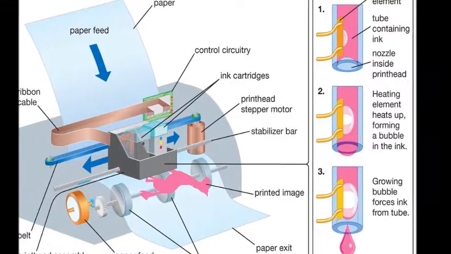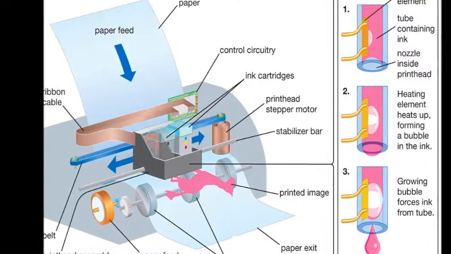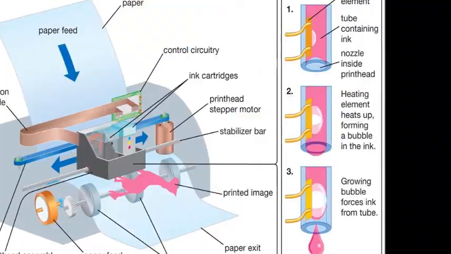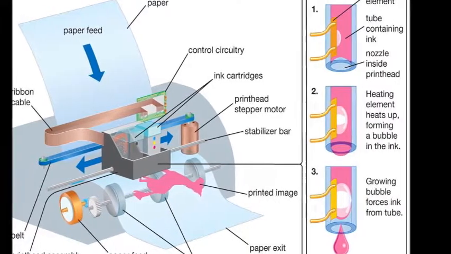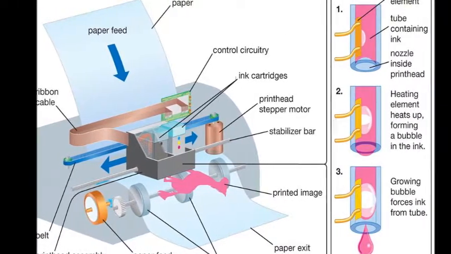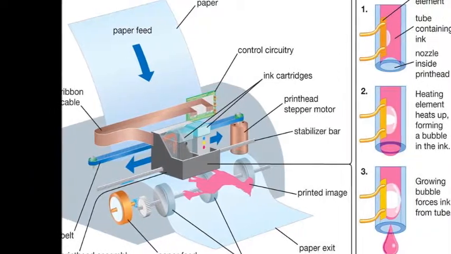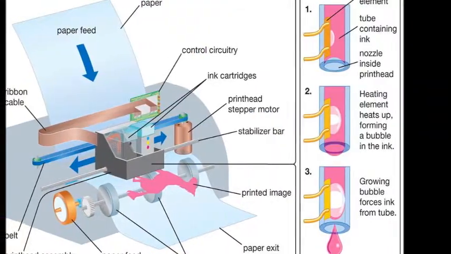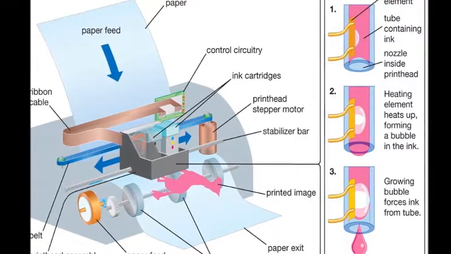This is the internal working of the inkjet printer. A heating element tube containing ink nozzles sits inside the printing head. The heating element heats up, forming a bubble in the ink. Growing bubbles force ink from the tube.